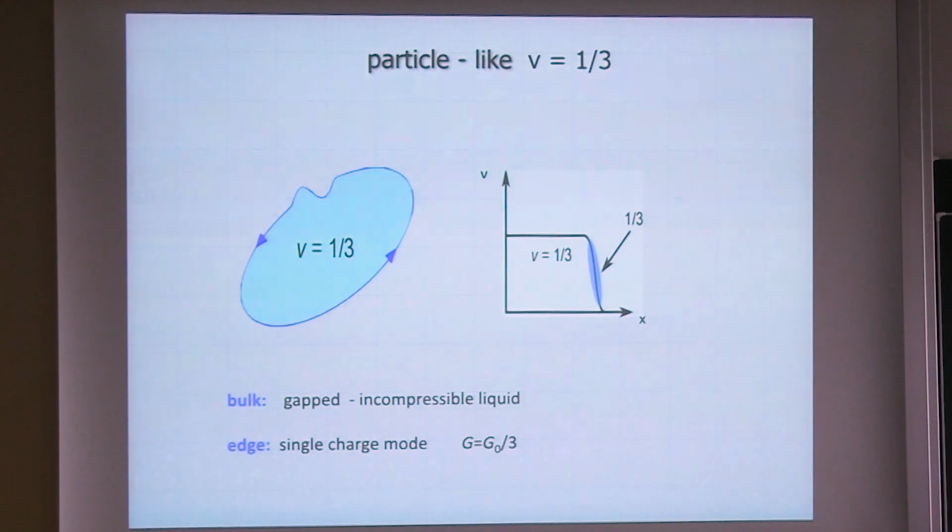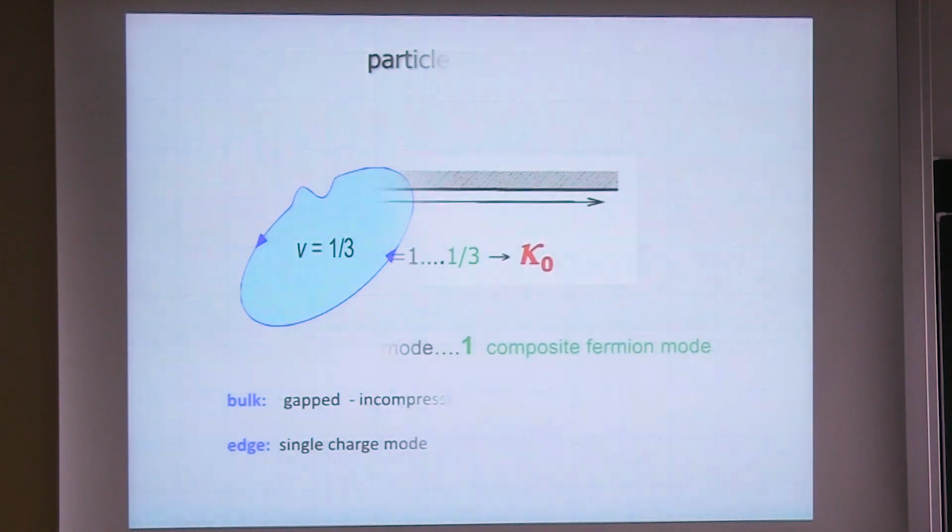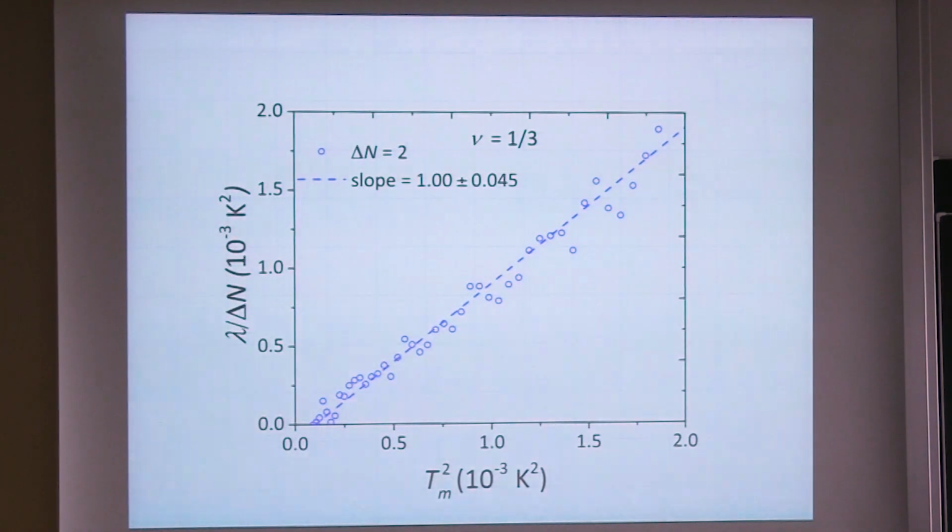And 1/3, as I said, should have only one channel, a single edge mode in this state, and kappa should be kappa naught. This is what Kane and Fisher said, and this is what I got. Okay, so I got 1. So happy? I don't know, people look clueless, never mind.